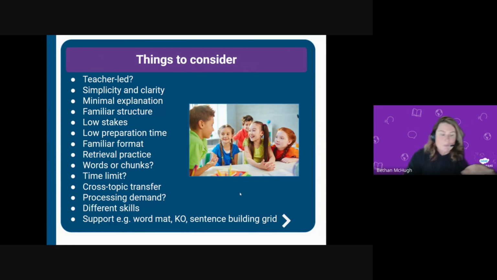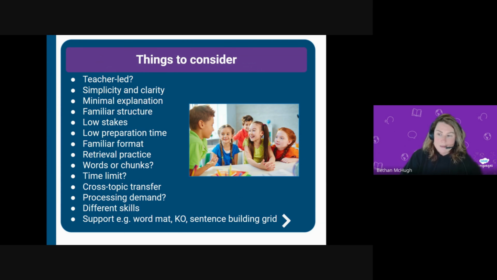But really, the things we want to consider when you're planning a bank, and I would also have a bank of starters and plenaries realistically, is do you want them to be teacher led or not? Is this you coming in and teaching for 5-10 minutes to lead the activity, or are you going to hand them over to the children? There's value in both, but that's something to think about.